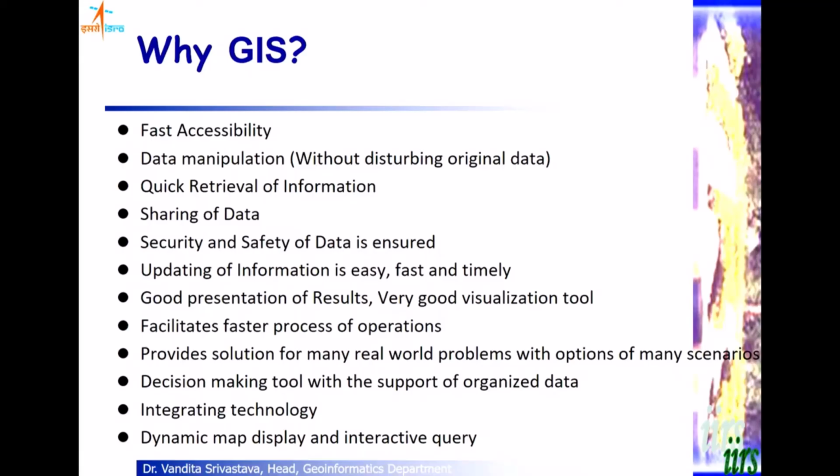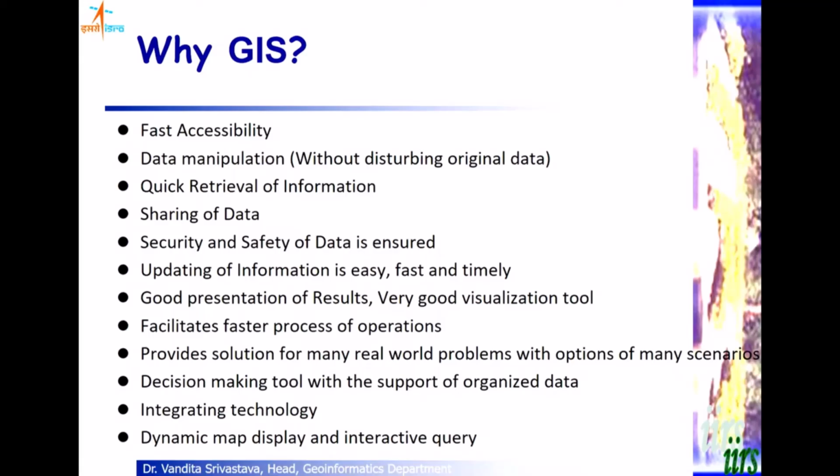It provides solutions to many real world problems, and with a lot of options you can generate scenarios. If flood occurs in this area, which are the areas that get affected? If I plan something in this area, how should I plan? What are different scenarios I could plan? Without actually modifying the field, you are modeling the field as if this or that kind of event would have happened, and accordingly you can make your planning much better. So these are the advantages of using GIS.